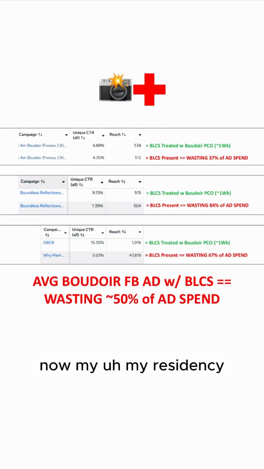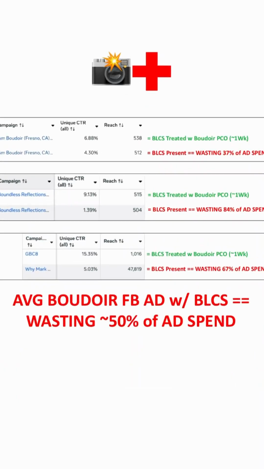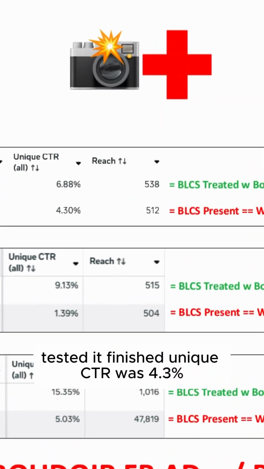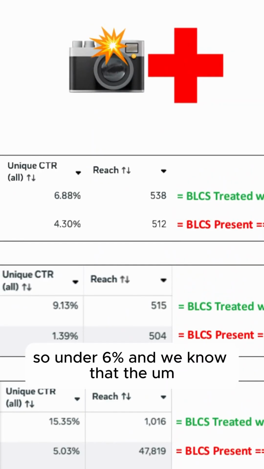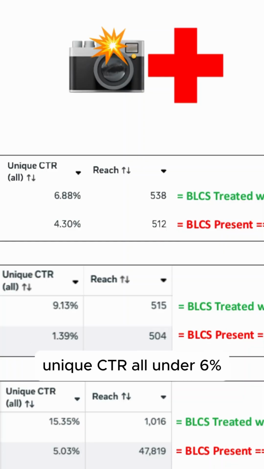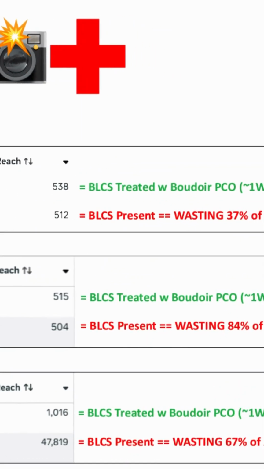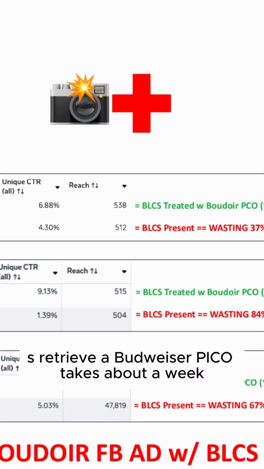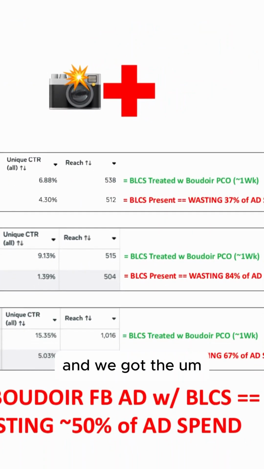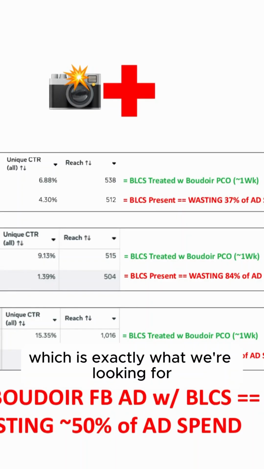Now, my residency, first part: I found a Boudoir Facebook ad out in the wild, brought it back to the hospital, and tested it. Found its unique CTR was 4.3%. So under 6%, and we know that a unique CTR under 6% means BLCS is present, Boudoir low click syndrome. But now we got the solution, Boudoir Pico. So we did exactly that. We had BLCS, we treated with Boudoir Pico. Takes about a week, and we got the unique CTR up to 6.88%, which is exactly what we were looking for.